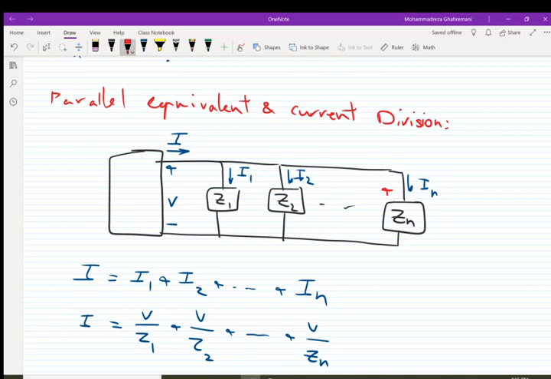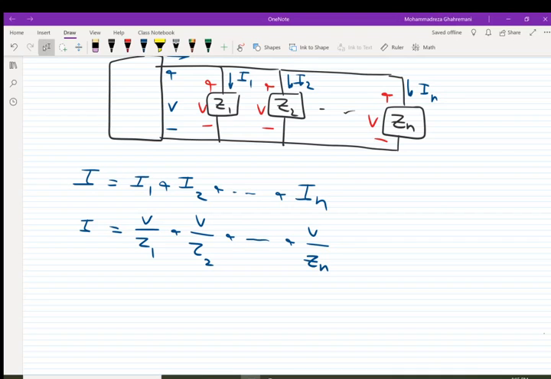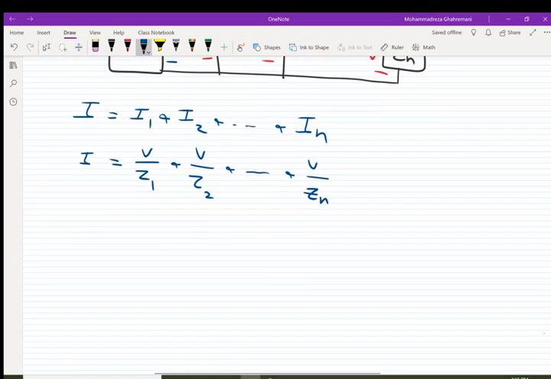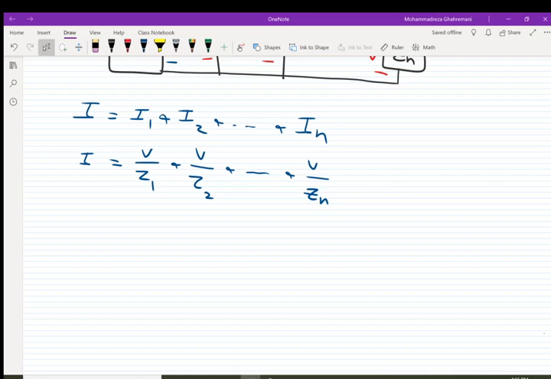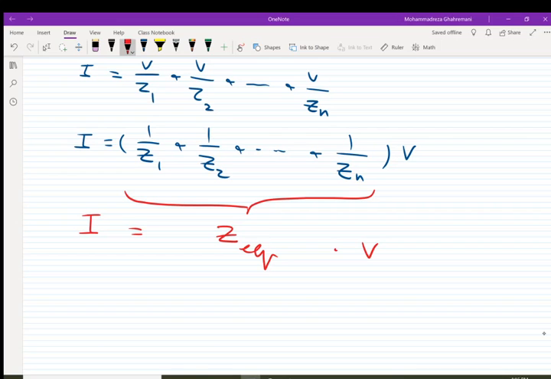So we know that the voltage here is V, the voltage here is V, the voltage here is V. So the voltages are the same because they are connected in parallel. Now we factor out V. We can say I is equal to (1 over Z1 plus 1 over Z2 plus up to 1 over ZN) times V. And if we say that I is equal to 1 over Z equivalent times V, we see that Z equivalent will be equal to this value.